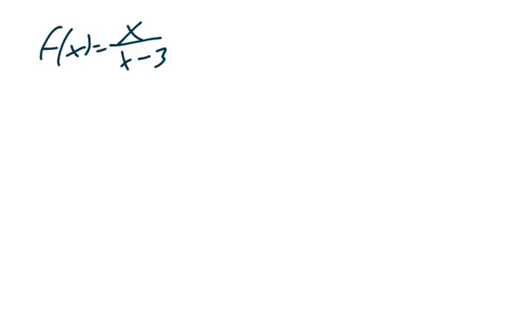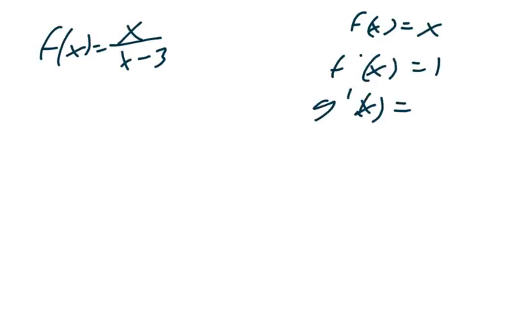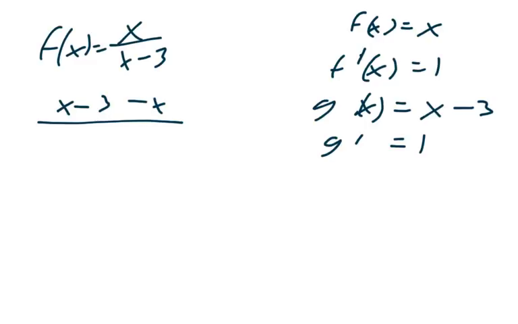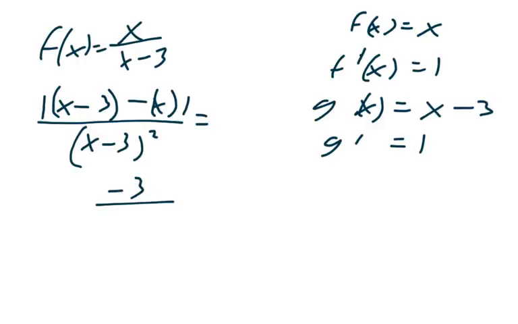Alright, this time we want to take the second derivative. The derivative of the numerator is 1. The derivative of the denominator is also 1. So we get x minus 3 minus x times 1. I didn't write the times 1 because really there was no reason to, over x minus 3 squared. The x's cancel out, and so we wind up with negative 3 over x minus 3 squared.